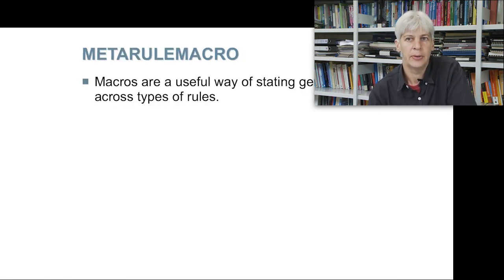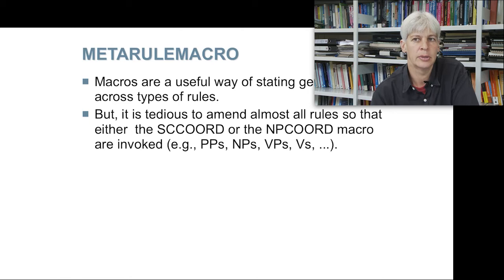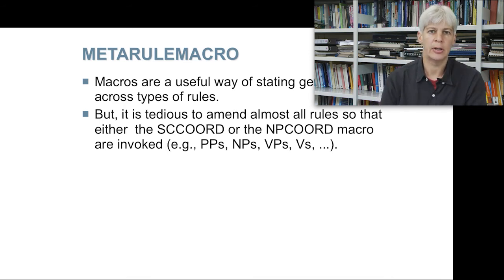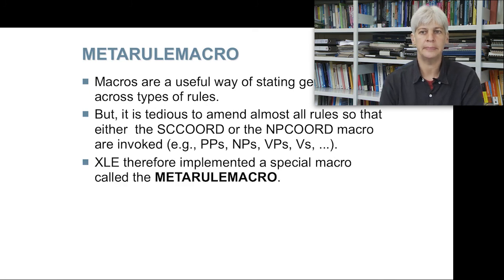Right, okay, so now we can in principle do coordination already. We've got macros, we've got the regular expression macros, the S coord and the NP coord. Very useful way of stating generalizations across types of rules. But when you then go through your grammar and say, okay, now I'm going to make sure that each category can be coordinated, what you need to do is go through each grammar rule and add a disjunct saying S coord or N coord, for each of the rules. This can get very boring. You might have the time. If your grammar is small, it won't take that long. If your grammar is big, it'll take longer.